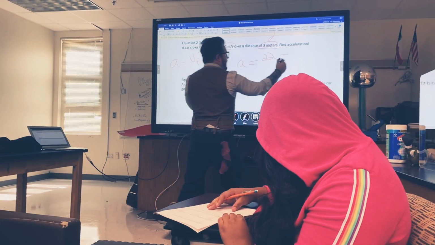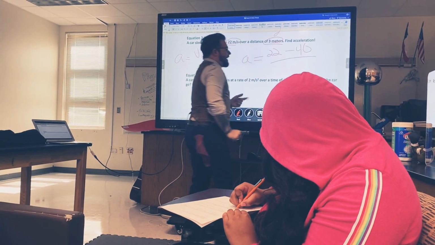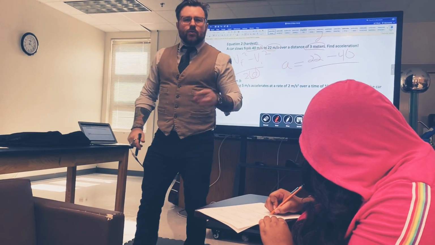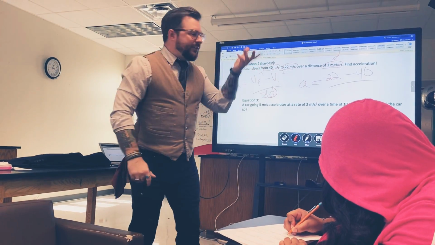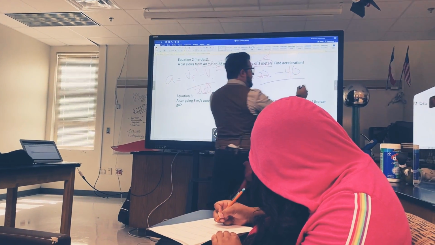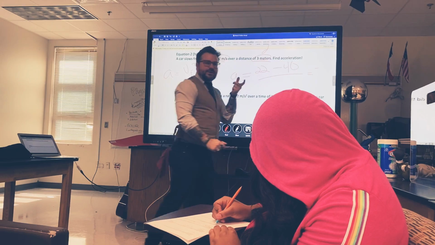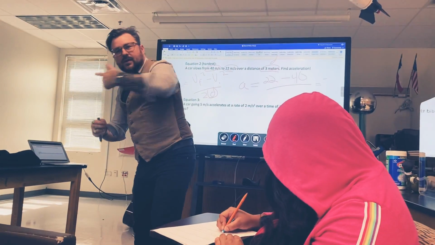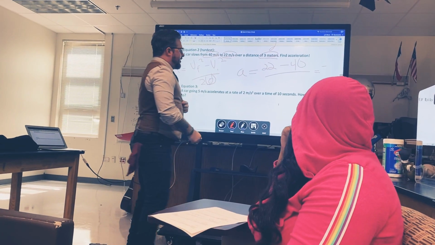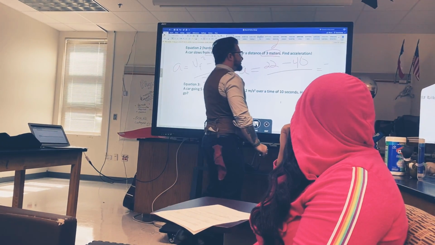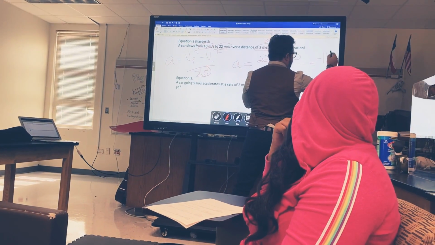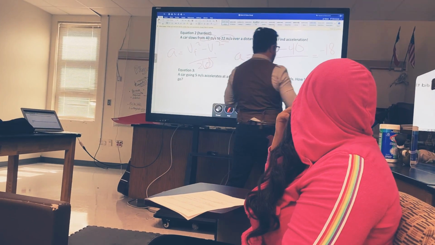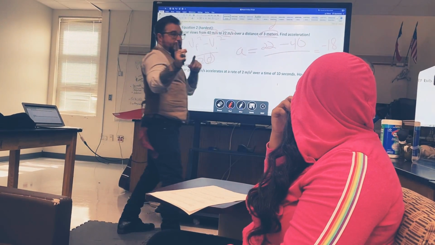22 minus 40. That's the change. What happens when 22 subtract 40? What are you going to get? A negative number. Why does the negative number matter? What does that tell you? Deceleration. It tells you the opposite. It's decelerating that way. What is 22 minus 40? You don't have to square it? Oh yeah, we do have to square it. Okay, correct. You do have to square it.